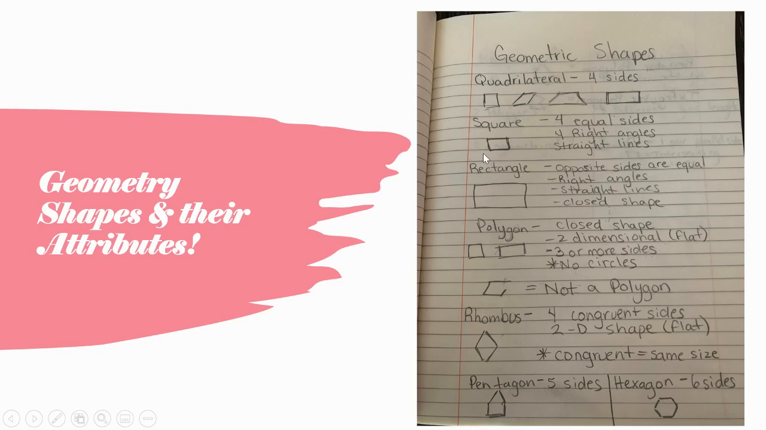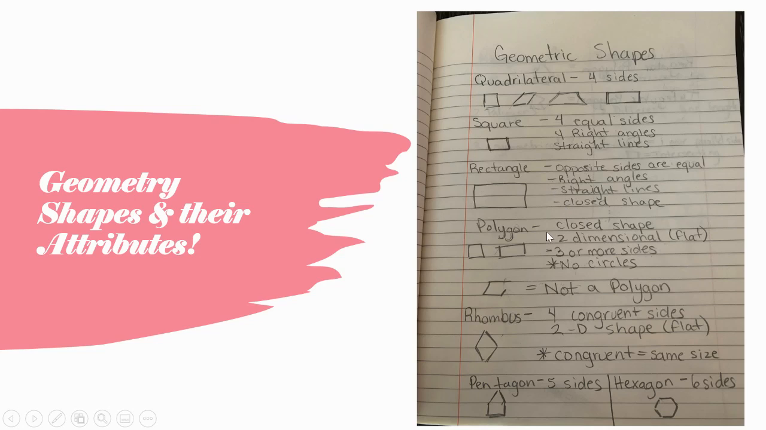Remember that when we're comparing shapes, we need to be specific about how many sides. Are they equal? Are they not? How many angles? Are they right, acute, obtuse? Okay, we need to be specific, so that's why I can't just write 4 sides. I wrote 4 equal sides because that's what makes a square different from a rectangle. A rectangle has opposite sides equal, so see, top and bottom are equal, sides are equal. It has all right angles. It does have straight lines and is a closed shape.